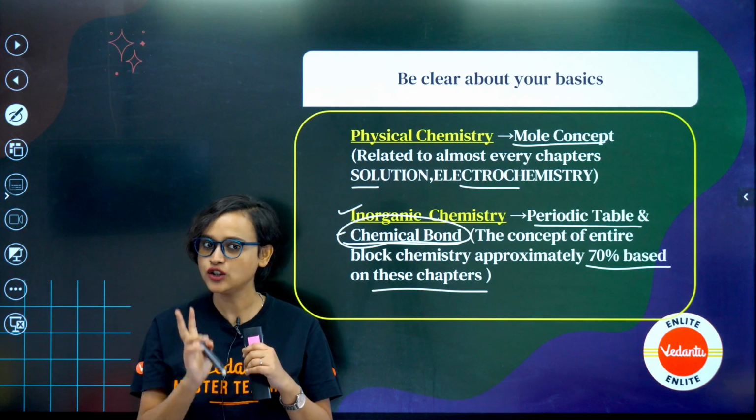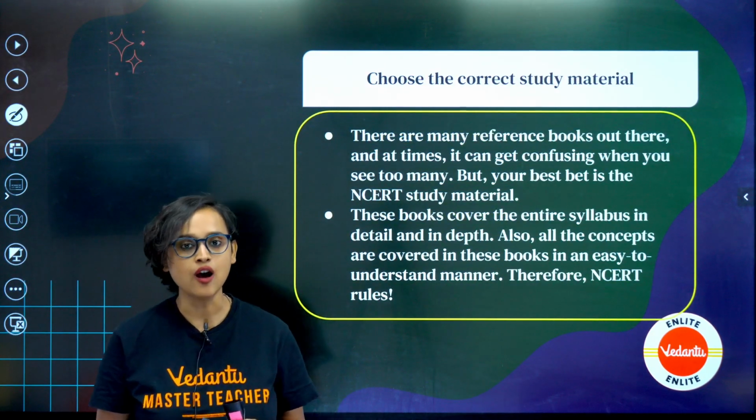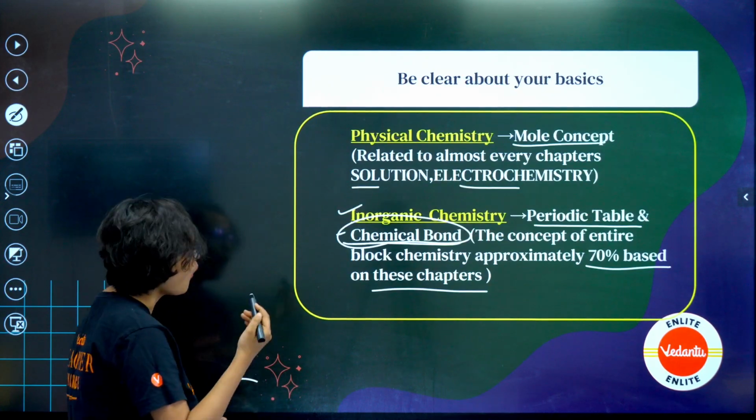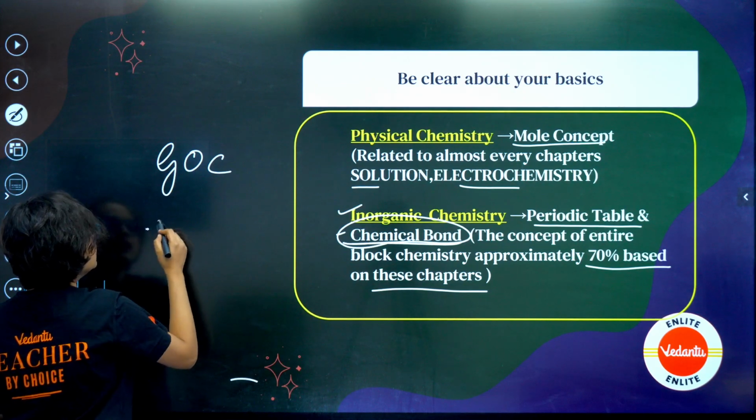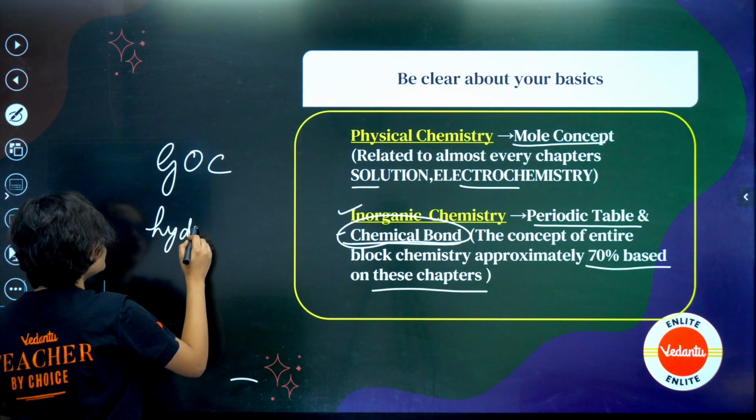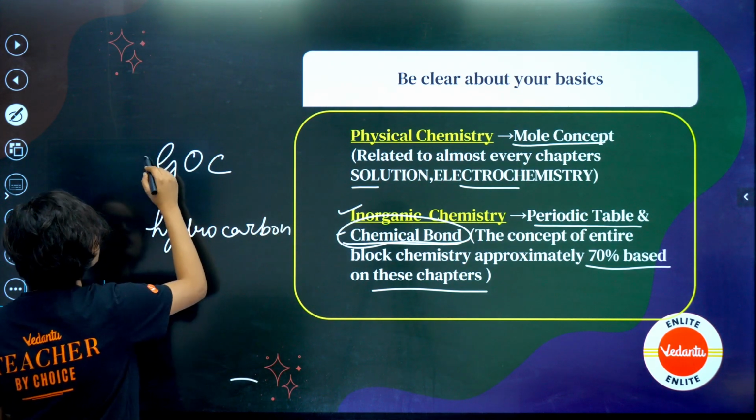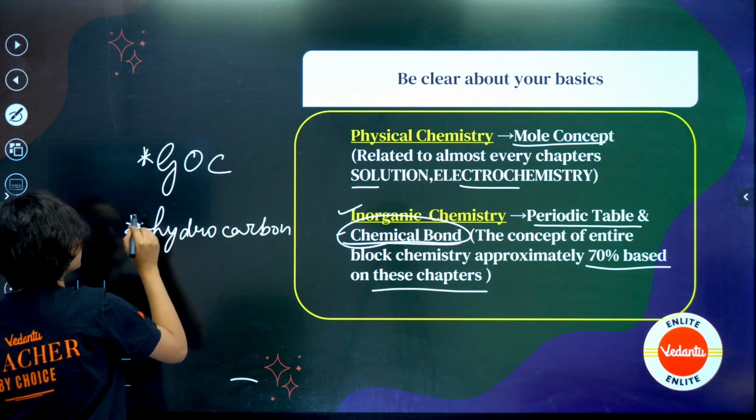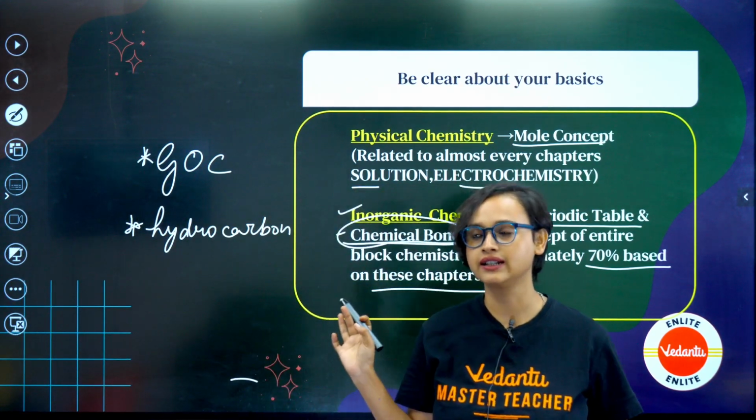Okay, so these are the 2 chapters from inorganic chemistry you are starting with. Now in organic chemistry, obviously you will have to start with, first of all, GOC, and second, you just have to do hydrocarbon. These 2 chapters are the most important. They are very, very important. General organic chemistry and hydrocarbon, that's it, these 2 chapters.